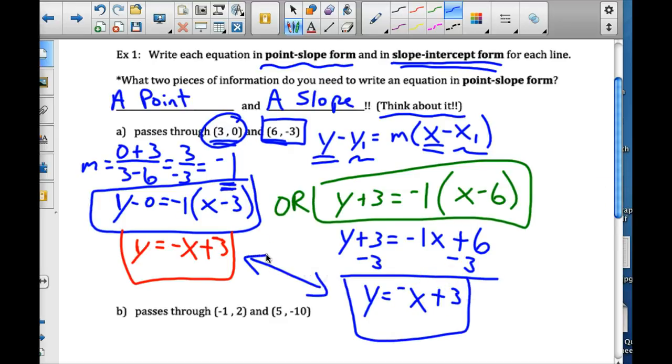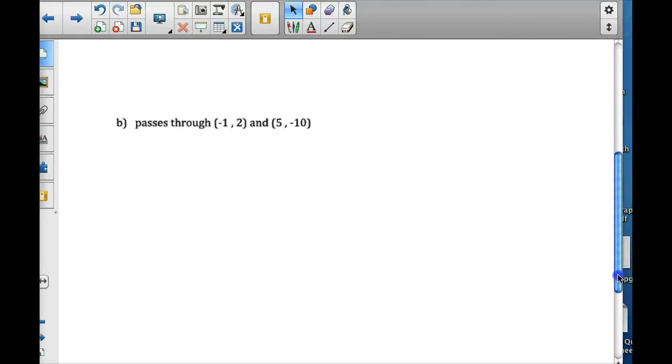What do you guys think? Is it the same line? Yep. When you solve it for y, guys, you have to get the same thing. Okay, because it's the same line. So, the blue and the red here, or the green and the blue. You got to have one or the other. All right, spent a lot of time on that one, guys. Let's get this next one done a little bit quicker.